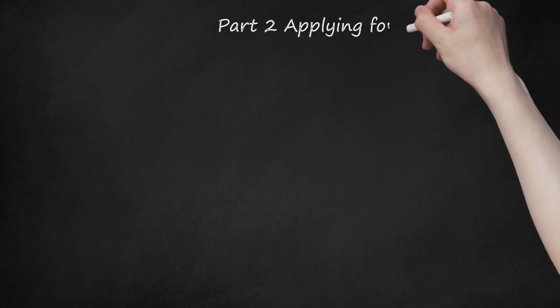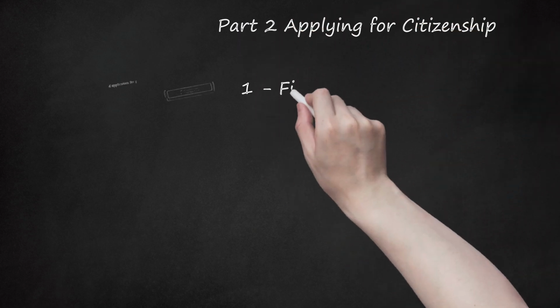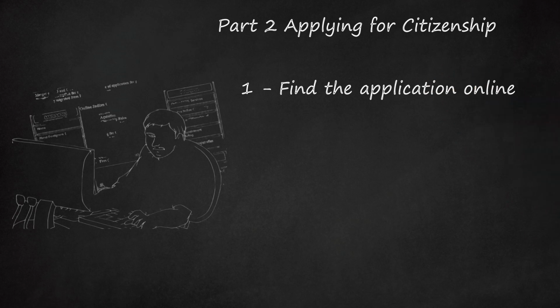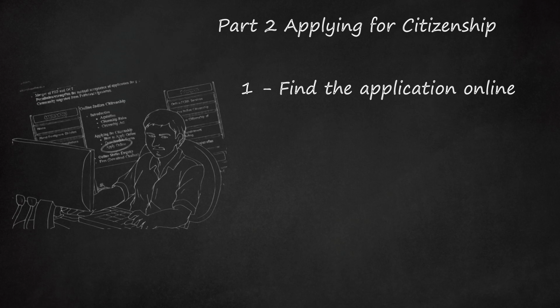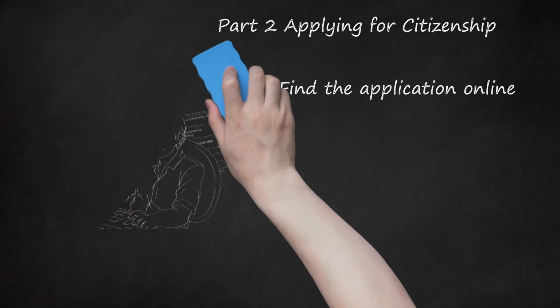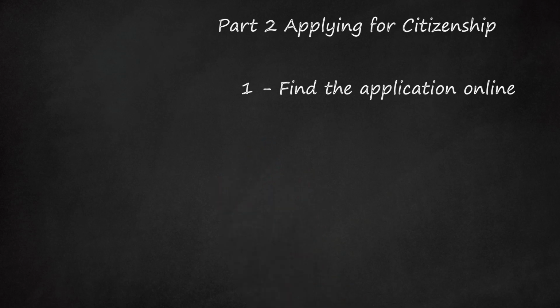Part 2. Applying for citizenship. 1. Find the application online. The easiest way to apply is online on the website for the Foreigners Division, Ministry of Home Affairs, Government of India. Once you click Apply Online, you'll be taken to a page where you can choose the correct section to apply under. If you prefer not to apply online, you can apply in person by first downloading the forms and filling them out. Generally, you apply where you reside in India. You will submit your application to the collector, district magistrate.